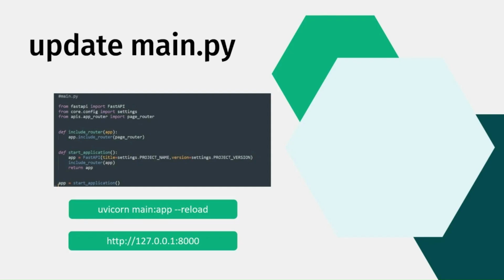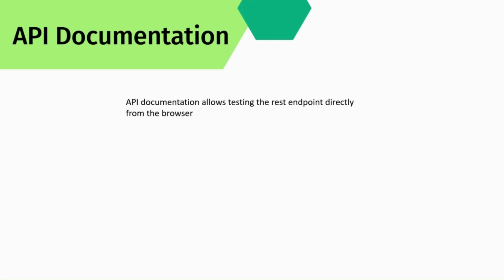Here we are done with routers. Now you can use them to divide the complexity of your project without interrupting the functionality of the API or the code of the main.py file. In addition, FastAPI provides interactive API documentation. It automatically generates the Swagger documentation for us. The API documentation allows us to test our API endpoint directly from the browser.